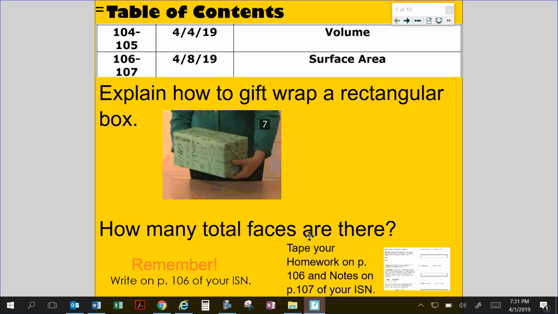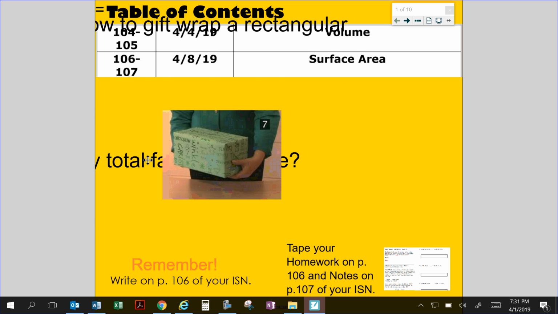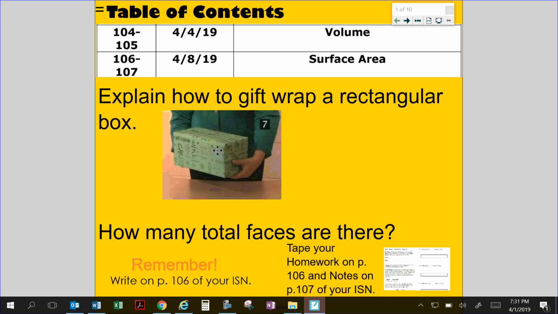How many total faces are there? So here is a rectangular box. How would you gift wrap it? Well, first of all, you lay the paper down. Then you wrap the paper around it, and then you have to cover the two ends of it. And then tape it, tape it, tape it.